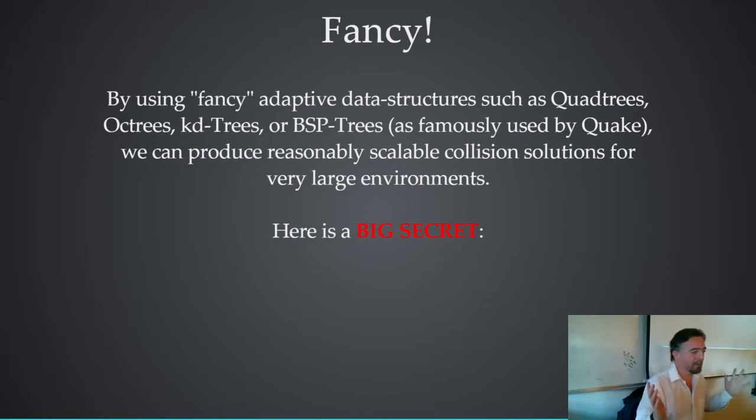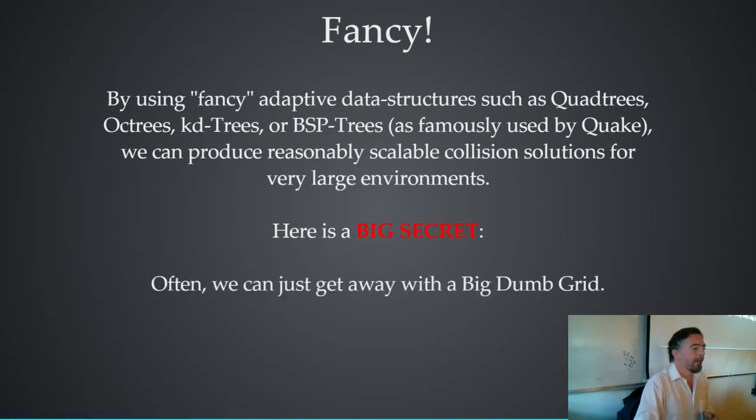Okay, so I've told you a couple of big surprises. I've blown your mind with quadtrees and octrees, and I've told you about the secret of BSP trees that made Quake good. Here's an even bigger secret. Sometimes you can just use a big dumb grid.